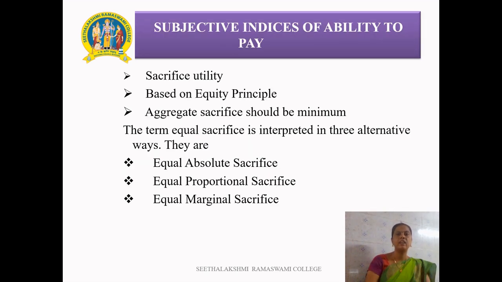Next, I am going to explain subjective indices of ability to pay. The subjective approach to ability to pay is based on the assumption that each taxpayer should sacrifice some amount of utility by paying tax. It is based on the equity principle. The equity principle implies that the aggregate sacrifice of all taxpayers should be the minimum possible. The term equal sacrifice is interpreted in three alternative ways. They are equal absolute sacrifice, equal proportional sacrifice and equal marginal sacrifice.